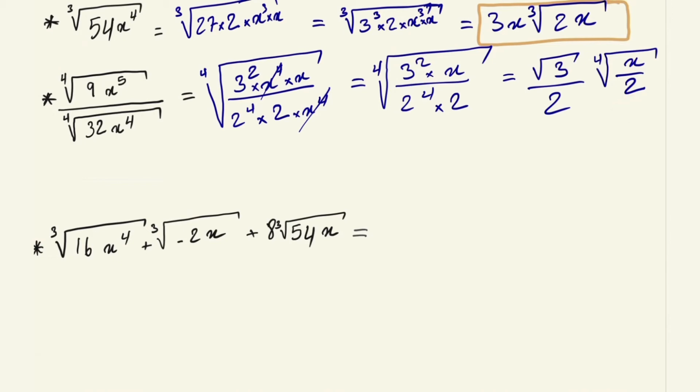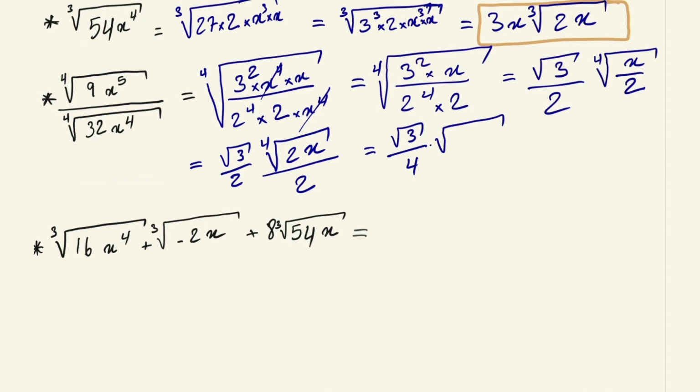So what we are going to get in this case is the square root of 3 over 2 times the fourth root of 2x over 2. So we're going to get the square root of 3 over 4 times the fourth root of 4, and this is the answer here. So the answer is going to be the square root of 3 over 4 times the fourth root of 2x.